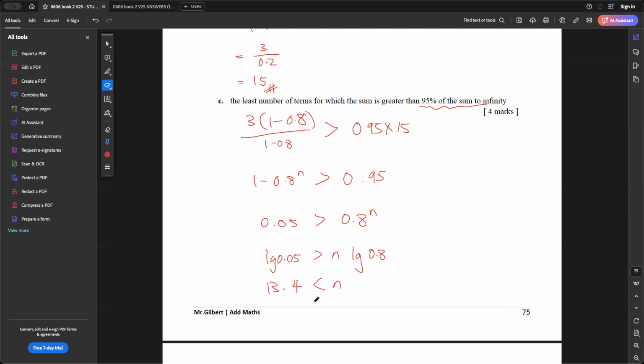Yeah, just LG, which is log base 10. I think there's a function for you to just type log base 10, right? How come my answer is different? What's your answer? Negative 2. Negative 2.1 is this side, I think.